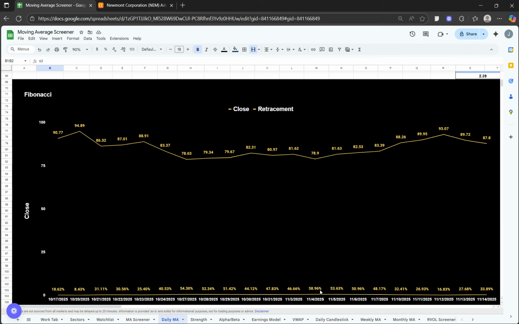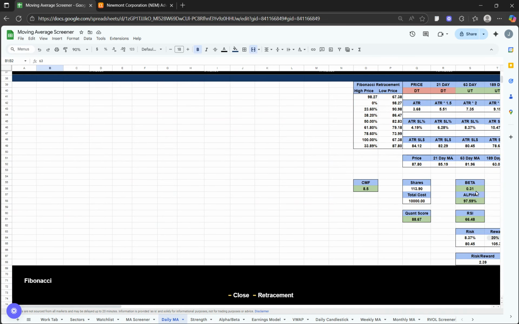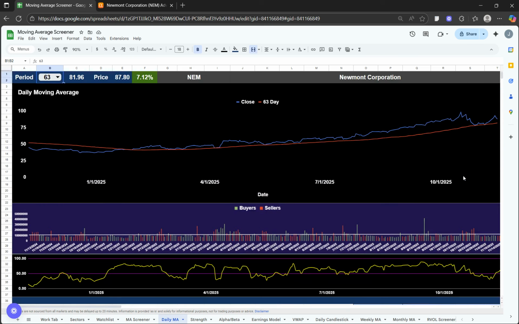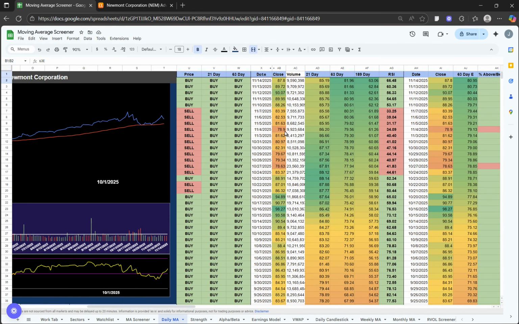But 58.9% could be an opportunity, and I'll show you what I mean here in a minute. We're in accumulation, 0.31 beta, 97% of alpha, quant score 88.67 based on my metrics. RSI is strong, and if we change this to the exponential moving average, it won't be too much different here. You can see that we're 8.46% above this, and this is probably 11.4, where it would have been an opportunity. Let's look here. 11.4 would have been 78.90.